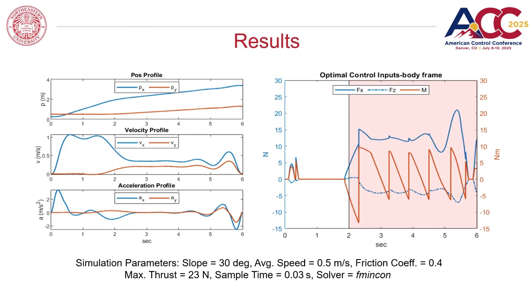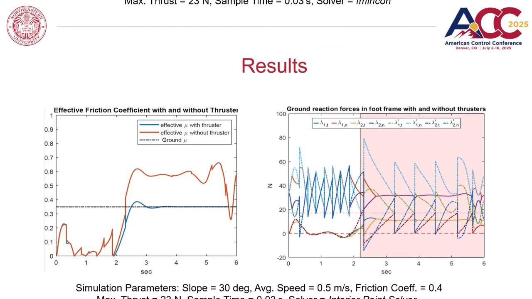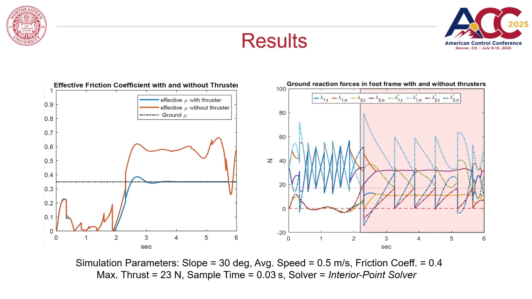You can see the final state trajectories for the simulation formed from collocation, as well as the optimal thruster forces and moments in the body frame required to carry out that set trajectory. We were also able to find the ground reaction forces that satisfied the bounds and the no-slip conditions with thruster forces, which is not possible without thruster forces on the 30-degree slope.